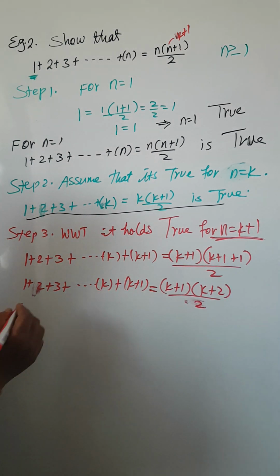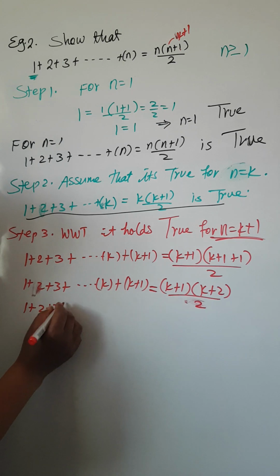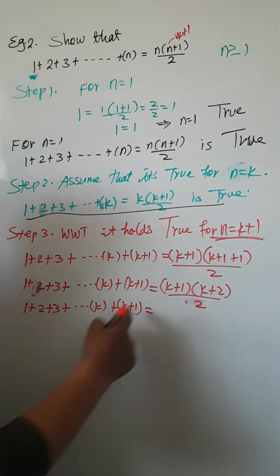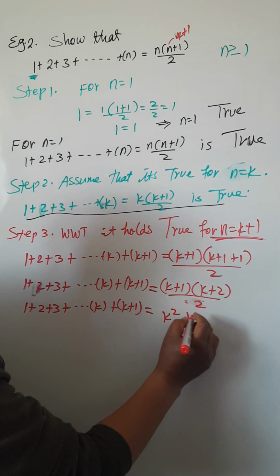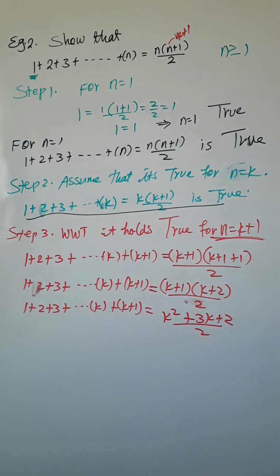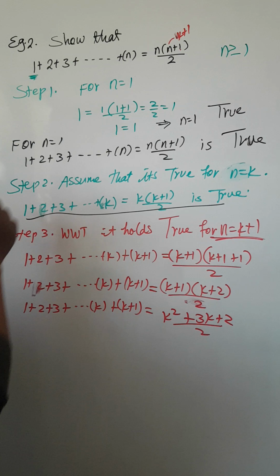Again, this means 1 plus 2 plus 3 plus k, plus k plus 1 is equal to k squared plus 3k plus 2 over 2. Now at this stage, it's better to refer back to step 2, the support of step 2. On step 2, we have this.